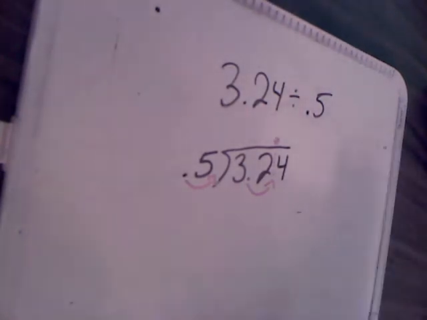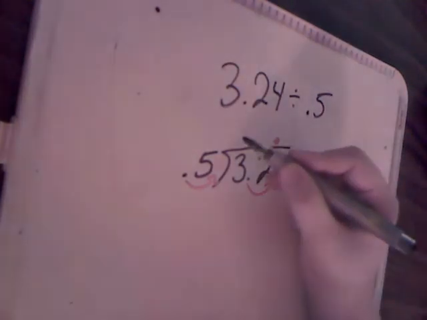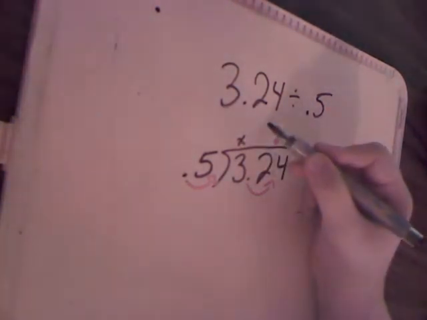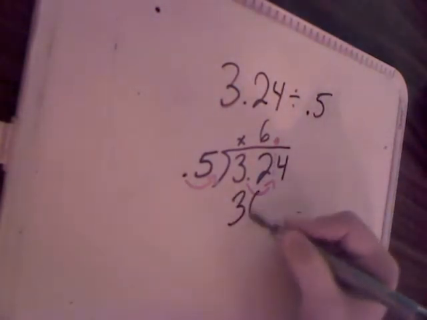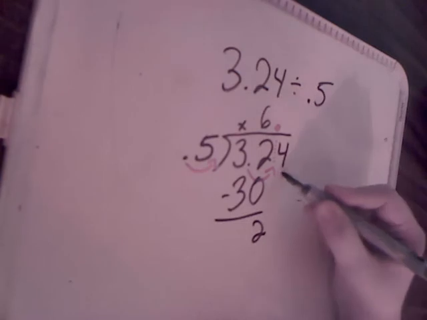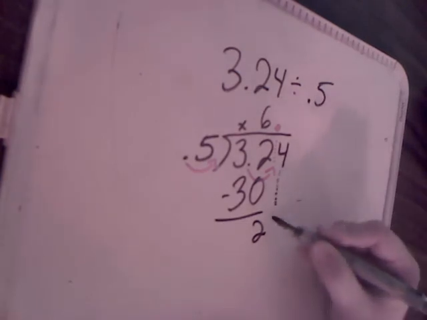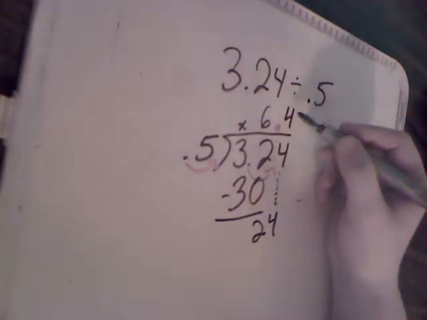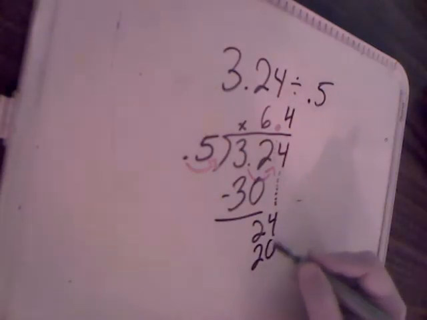Now we're going to divide like normal. 5 doesn't go into 3, but we do know that 5 goes into 32 6 times. 6 times 5 is 30. We're left over with 2. Now I'm going to drag this 4 down. 5 goes into 24 4 times. 4 times 5 is 20. We're left with a 4.